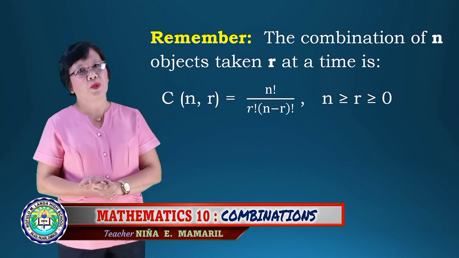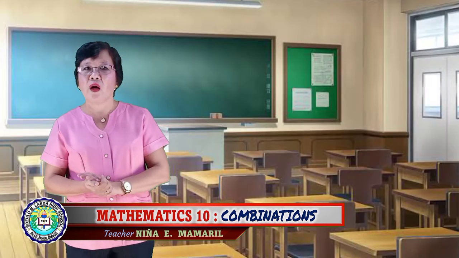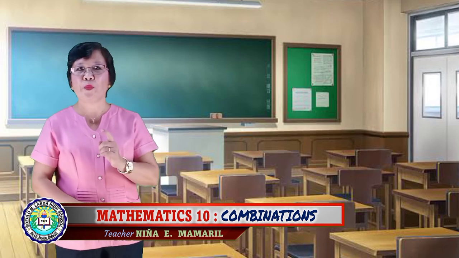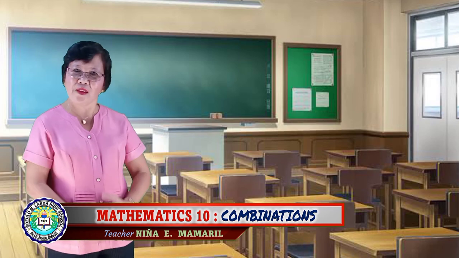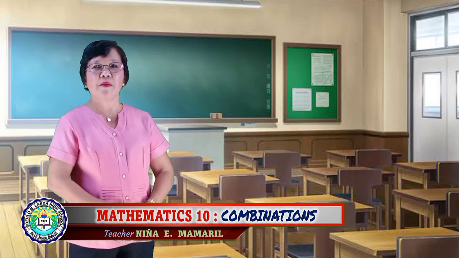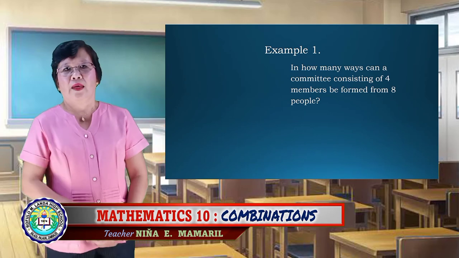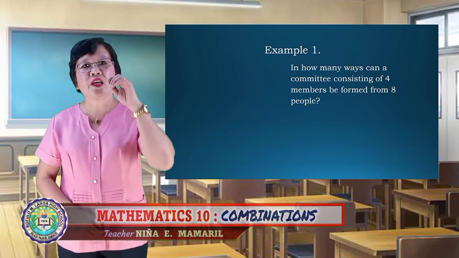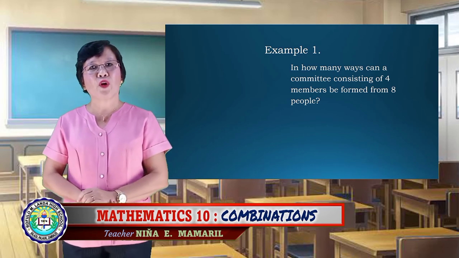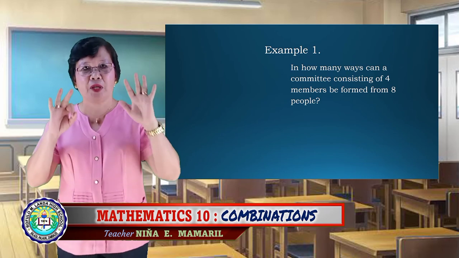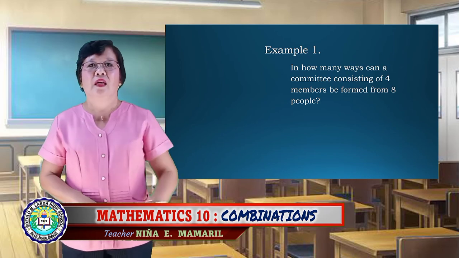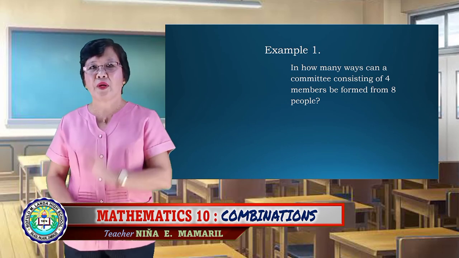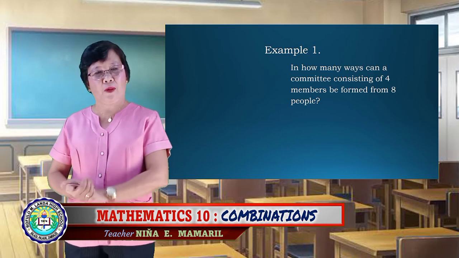Okay. Using now our given formula, let us have now our example number 1, applying your formula in combination. Are you ready? Let us take now example number 1. In how many ways can a committee consisting of 4 members be formed from 8 people? I'll repeat. In how many ways can a committee consisting of 4 members be formed from 8 people?